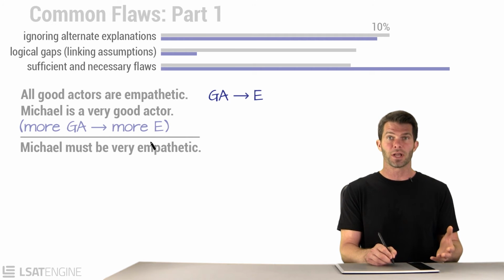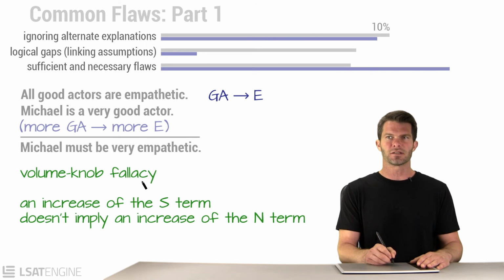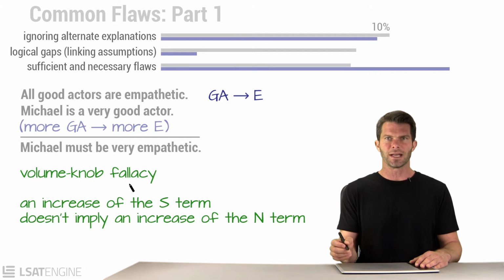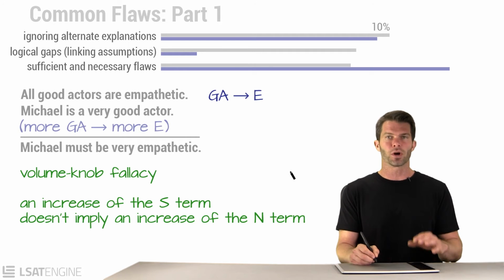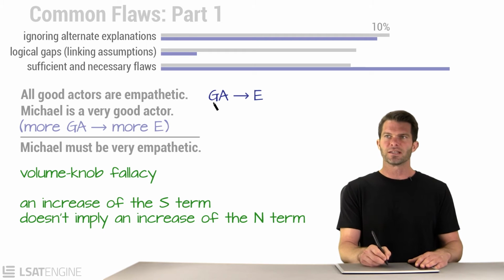Conditional statements don't work like this, and I sometimes refer to this as the volume knob fallacy. It's as though if you turn up the volume on the left-hand side, you get a corresponding increase on the right-hand side. That's just not how things work. All conditional statements tell you is that if you have some of this term, you must have some of that term. But an increase in this term doesn't necessarily imply an increase in that term. So that's just another fallacy that you want to be on the lookout for involving conditional statements.